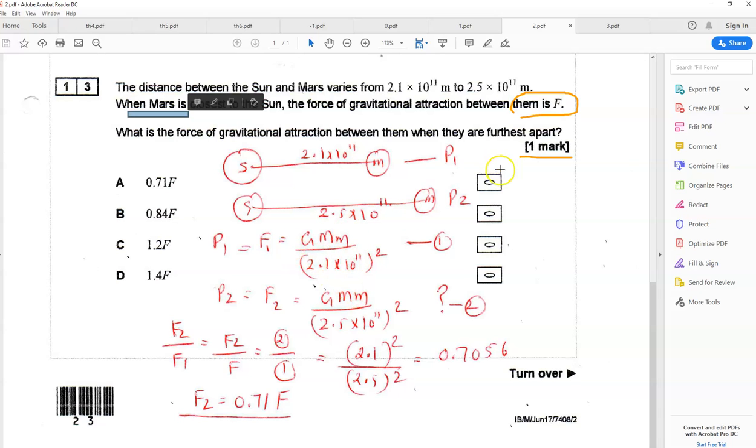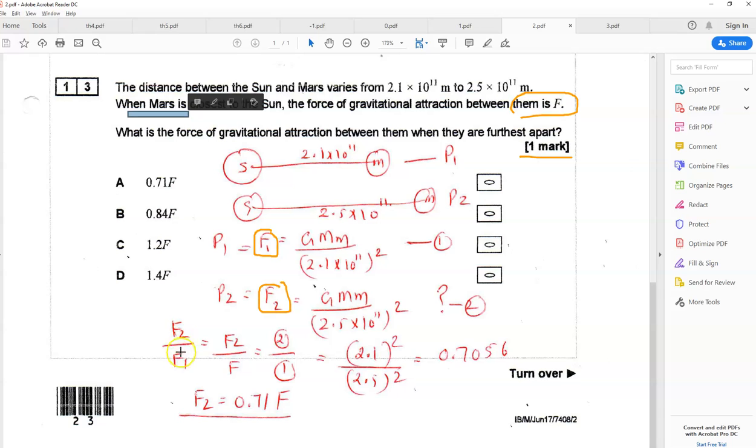So the first scenario, I've got the force F, which is GMm divided by the distance squared, which is the smaller distance. In the second scenario, again GMm divided by 2.5 times 10 to the power 11, squared. Now they have already given the value of F1. Now we have been asked to find the value of F2. With these types of problems, always try to get a ratio or fraction, or divide one by the other. Because I need the value of F2, I'm going to keep F2 on the numerator.